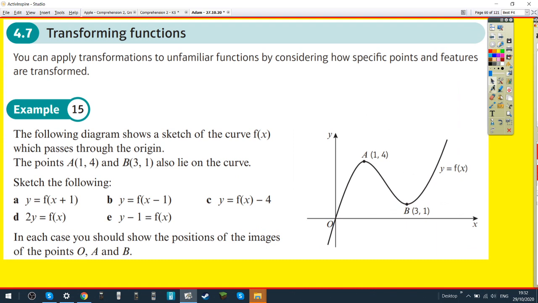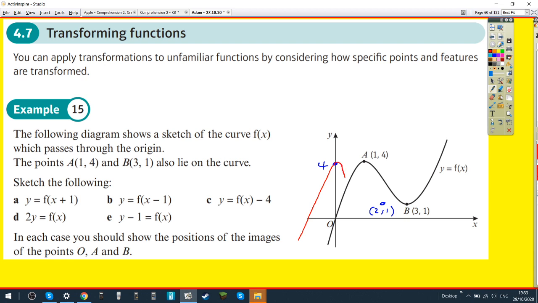Okay, this one. Sketch the following. So this is y equals f of x. You have to sketch y equals f of x plus 1. So in reality, it's -1. So for A, the coordinate would be 0, 4. B would be 2, 1. It's just A and B. And so that just moved it basically one to the left.